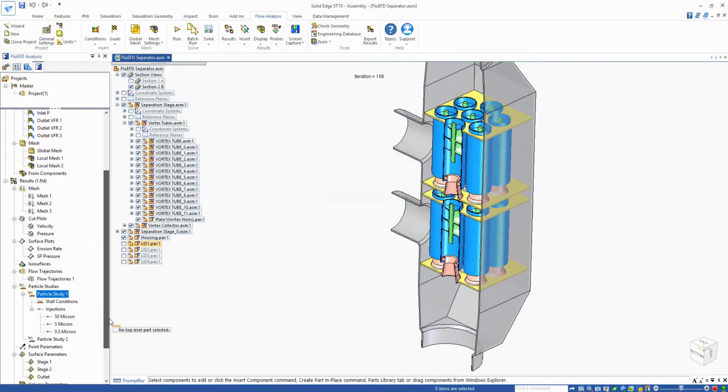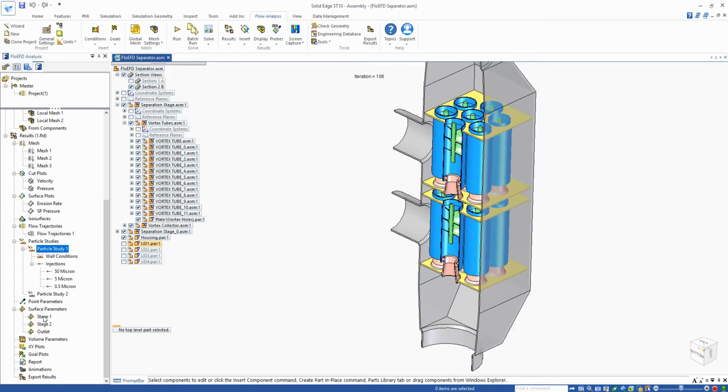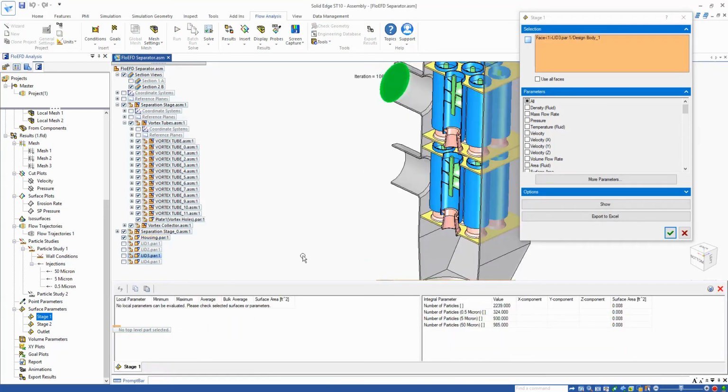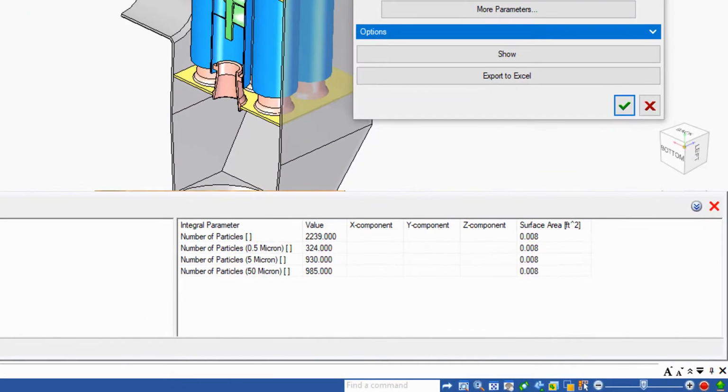The way to visualize that is to use surface parameters. So if we look at our stage 1 and show what that looks like, in stage 1 we're removing 98.5% of the 50 micron particles, 93% of the 5 micron, but for the 0.5 micron we're only removing 32.4% of those particles out of 1,000.